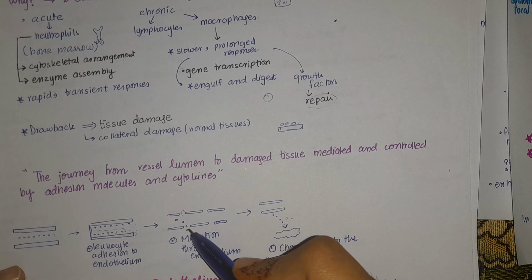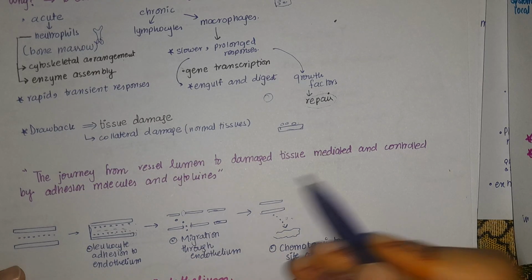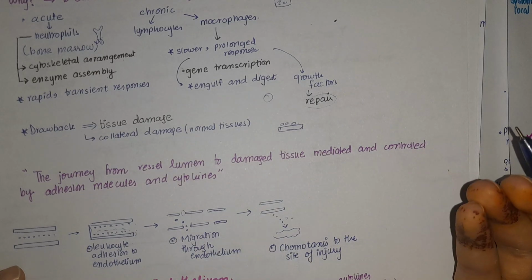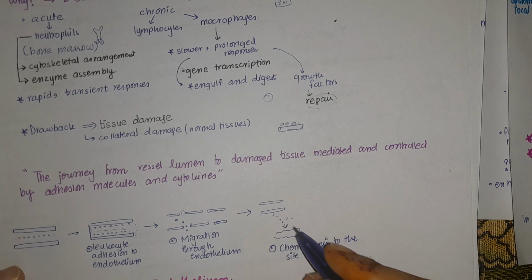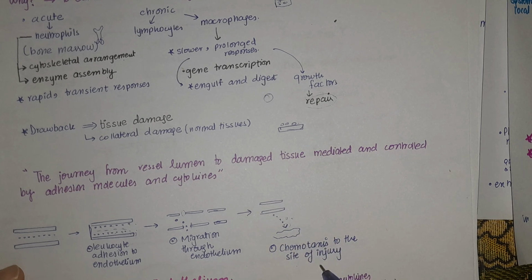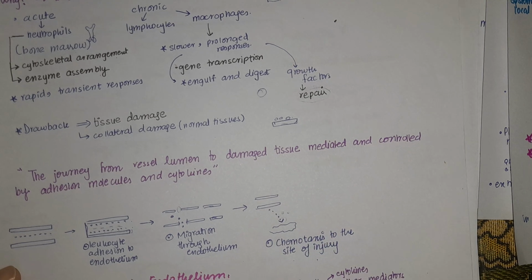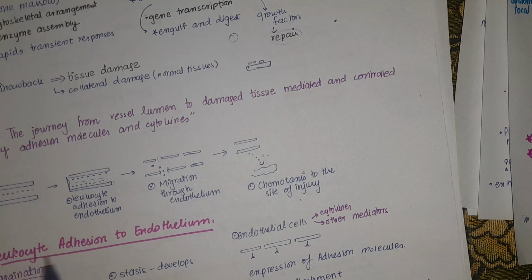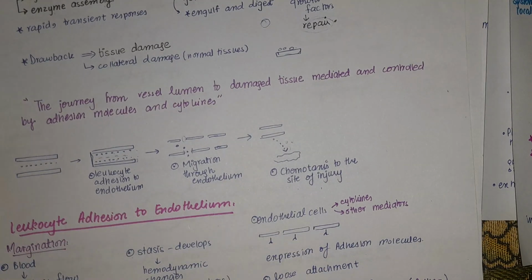White blood cells move through these pores, the intraendothelial pores. That is transcytosis, and then they follow the pathway given by chemokines to the site of injury. Now we will discuss how the leukocytes adhere to the endothelium.